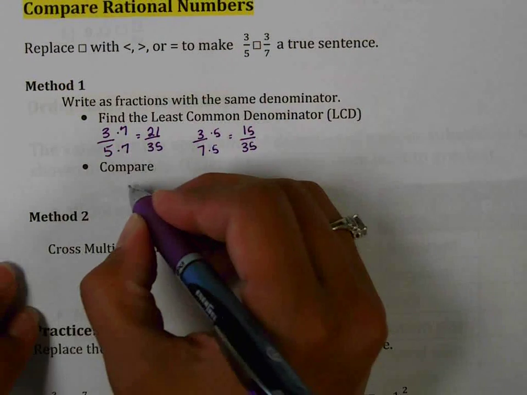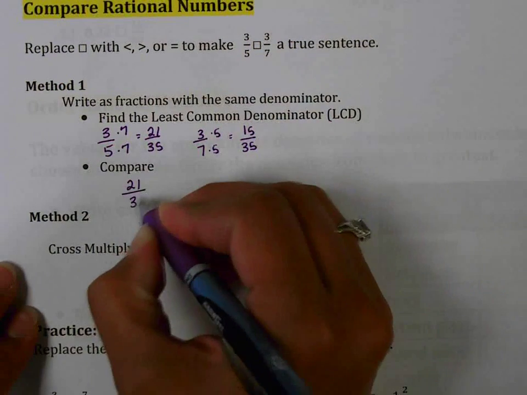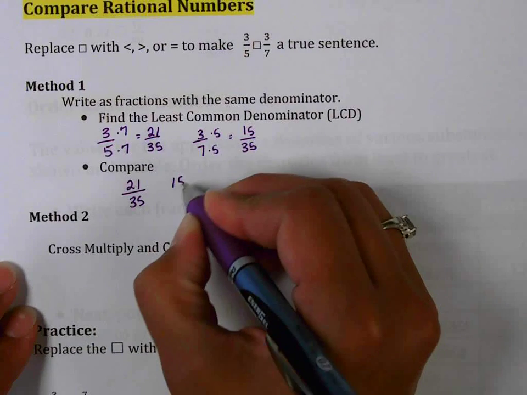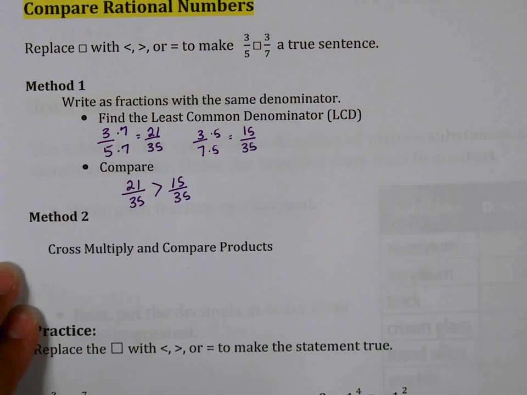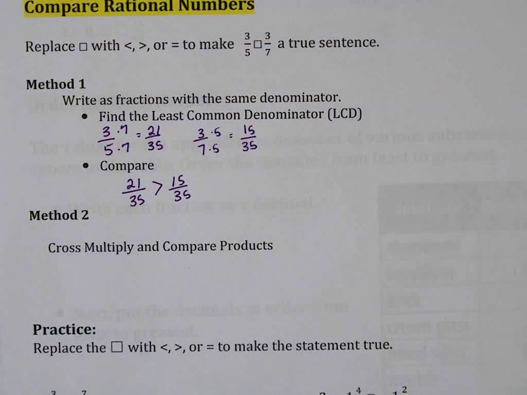So now I'm actually going to compare these. I have 21/35 and 15/35. Since 21 is greater than 15, 21/35 would be greater than 15/35. So 3/5 is greater than 3/7. That is one way that you can compare fractions.